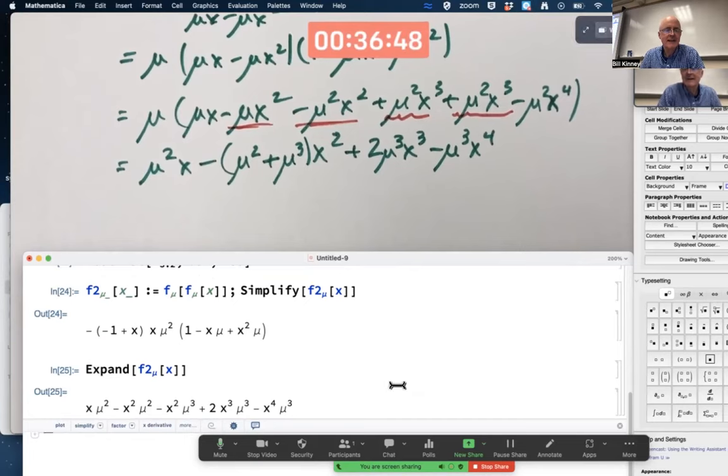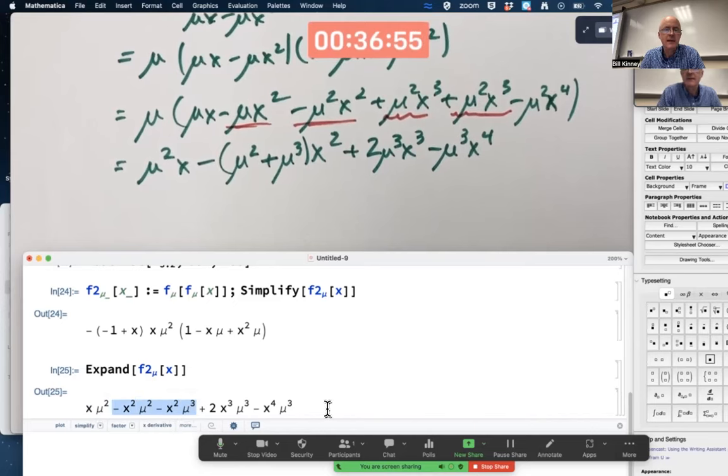Looks good. Mathematica didn't bother factoring out the minus sign and the x squared out of these two terms, but they would give you the same thing I wrote if you do. Looks good.